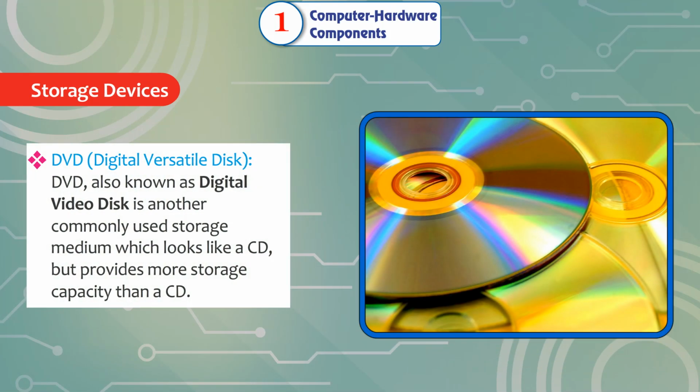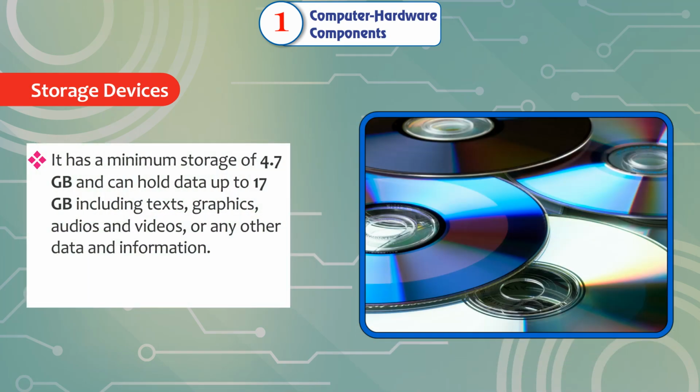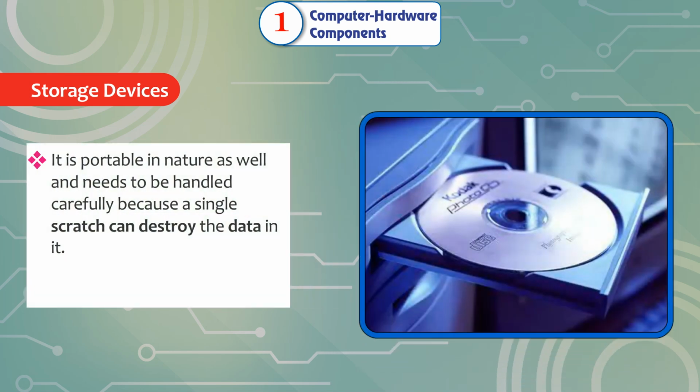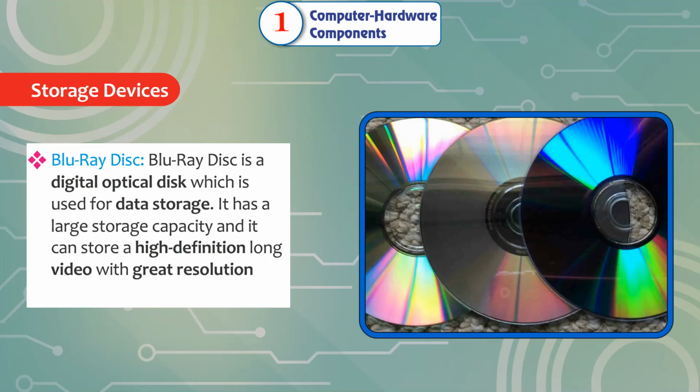DVD, digital versatile disc. DVD, also known as digital video disc, is another commonly used storage medium which looks like a CD but provides more storage capacity than a CD. It has a minimum storage of 4.7 GB and can hold data up to 17 GB, including texts, graphics, audios, and videos, or any other data and information. It is portable in nature as well and needs to be handled carefully because a single scratch can destroy the data in it.